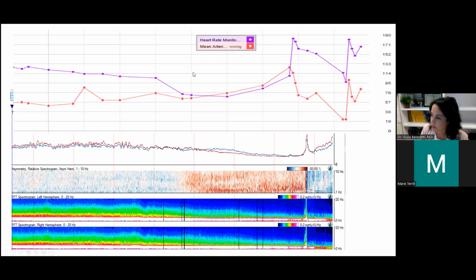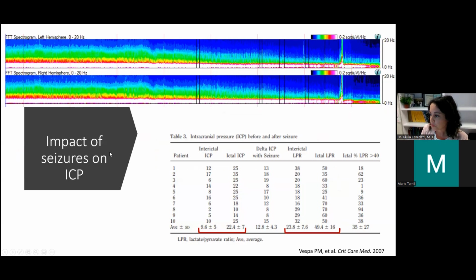You can correlate it with other vital signs. This is heart rate in purple, so you can see heart rate declining during this time, and blood pressure starting to go up, which is Cushing's triad. I'm going to skip this for the sake of time.